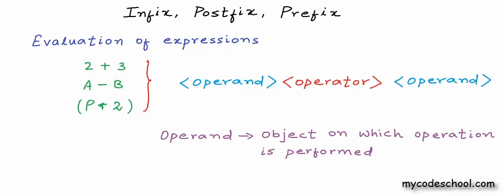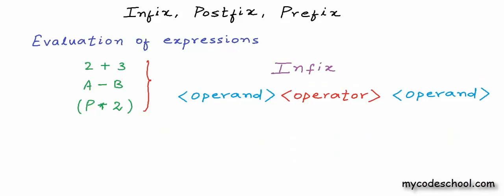Operand by definition is an object or value on which operation is performed. In this expression 2 plus 3, 2 and 3 are operands and plus is operator. In the next expression a and b are operands and minus is operator. In the third expression this asterisk is for multiplication operation, so this is the operator. The first operand p is a variable and the second operand 2 is a constant. This is the most common way of writing an expression, but this is not the only way. This way of writing an expression in which we write an operator in between operands is called infix notation.